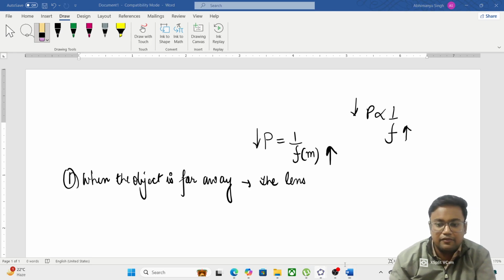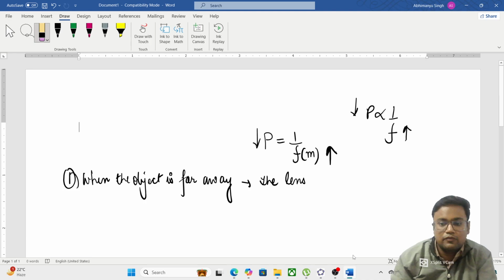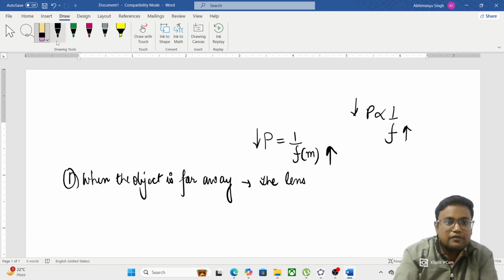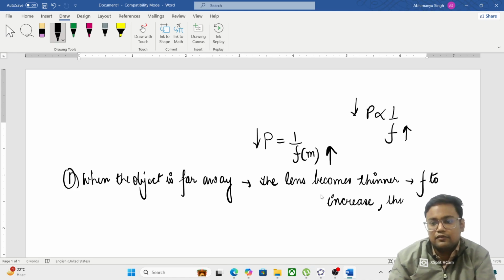You can see that the ciliary muscles were trying to cause the relaxation of the lens. वो क्या कर रही थी? लेंस का रिलैक्सेशन कर रही थी, राइट? जिससे कि लेंस क्या हो रहा था, क्या हो चुका है, थिन हो चुका है. So the lens becomes thinner due to the accommodation power, causing the focal length to increase, thus decreasing power.